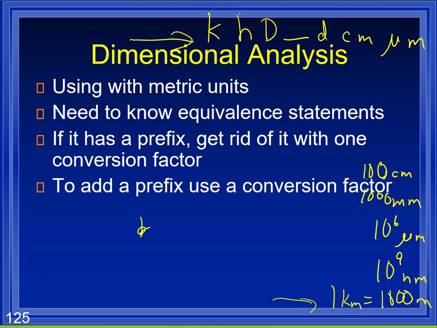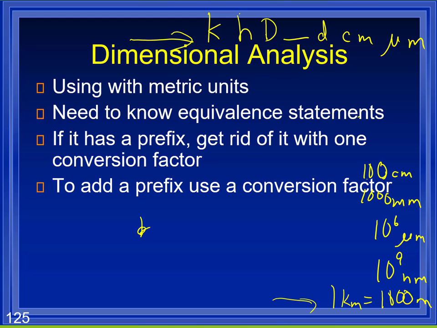So our goal is, if they've got a prefix, we need to get rid of it with a conversion factor. If it doesn't have a prefix, we can add one on with a conversion factor. Does it make more sense with me talking than just the words on the screen? That's why I don't just put up notes on the screen and say, here, copy these. Okay?